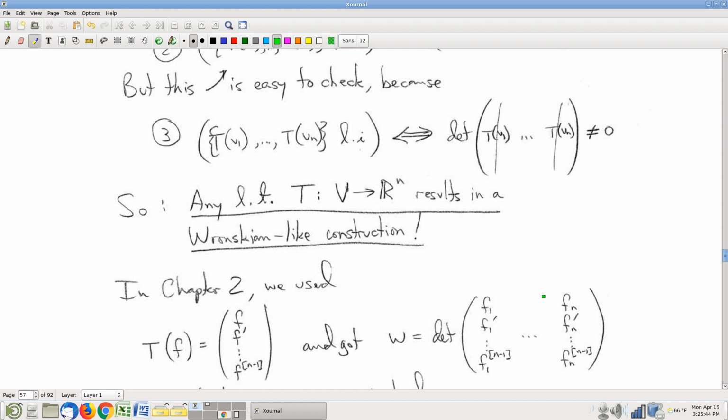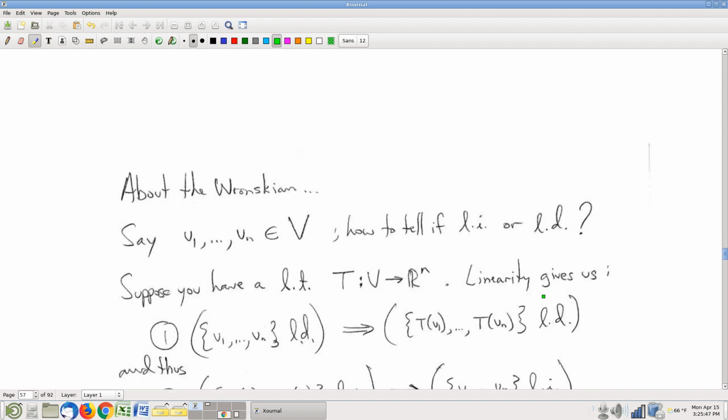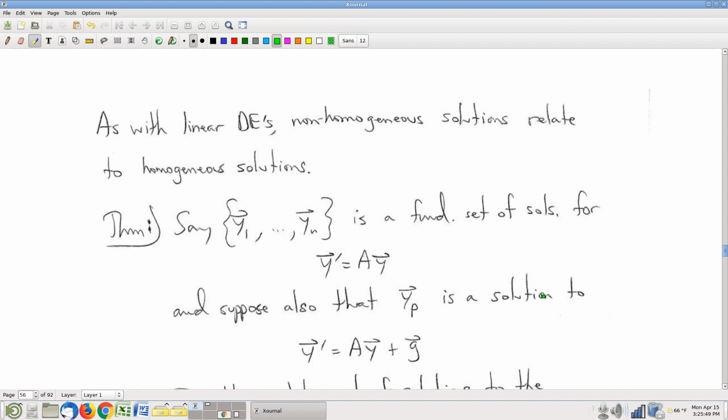So why are we considering this? Well, because we're looking at functions. We've got potentially a list of vector-valued functions. And I would like to be able to decide, given a list of vector-valued functions, is this an independent list or is this a dependent list?